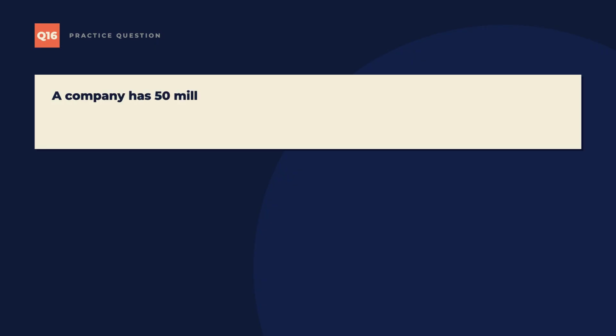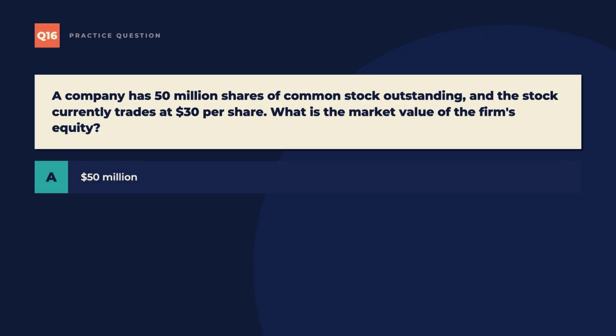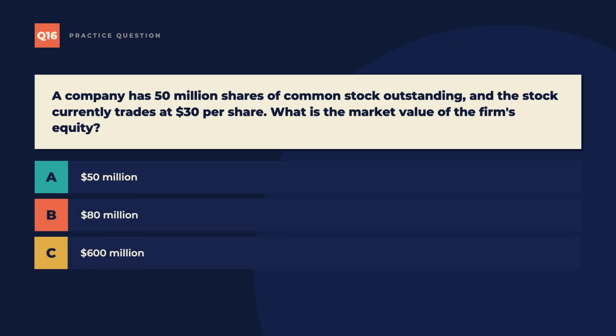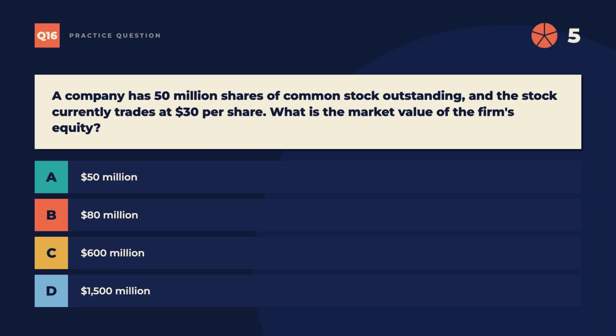Question 16. A company has 50 million shares of common stock outstanding, and the stock currently trades at $30 per share. What is the market value of the firm's equity? Your options are A. 50 million, B. 80 million, C. 600 million, D. 500 million. Got a guess? Lock it in.